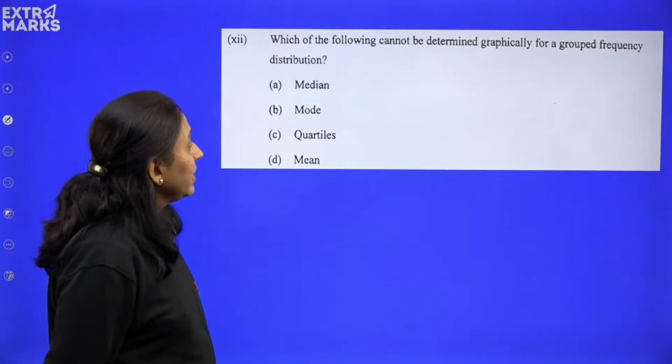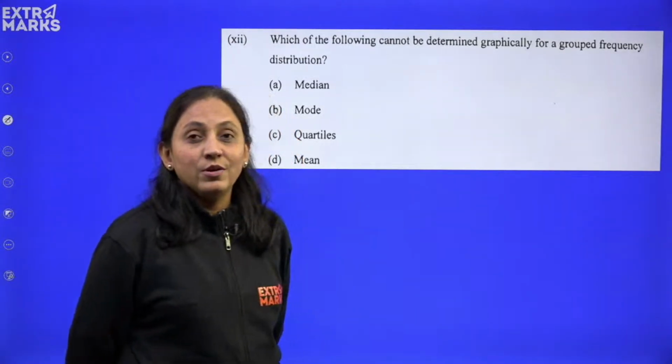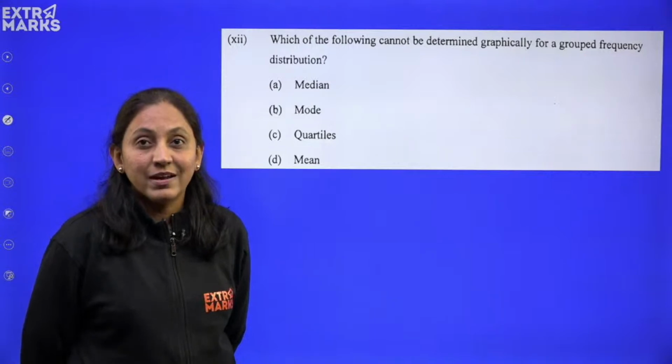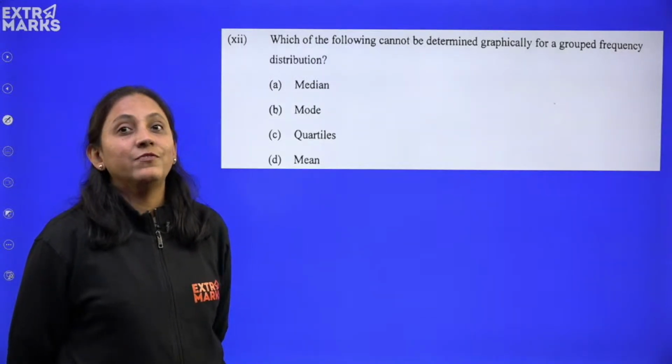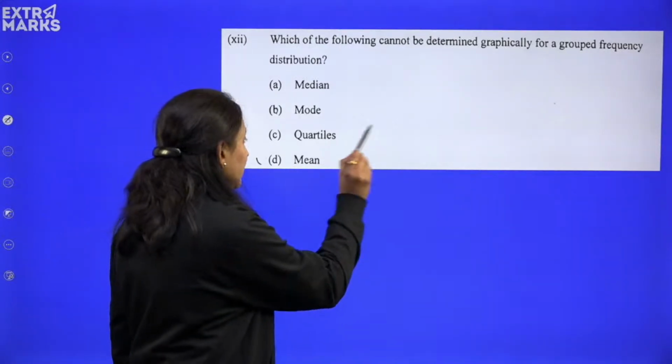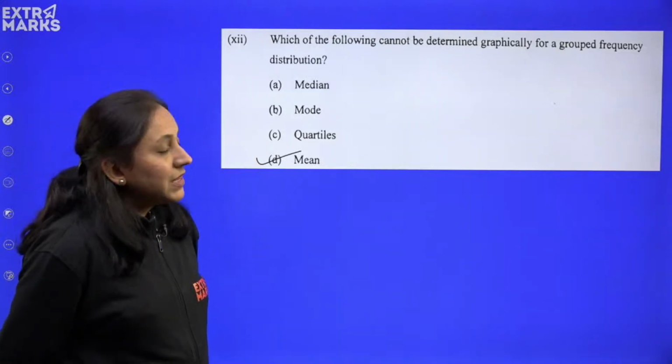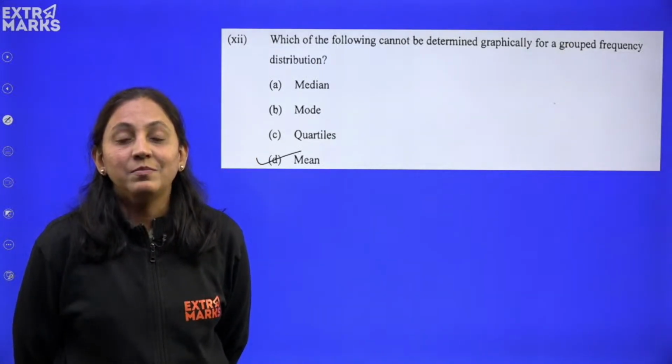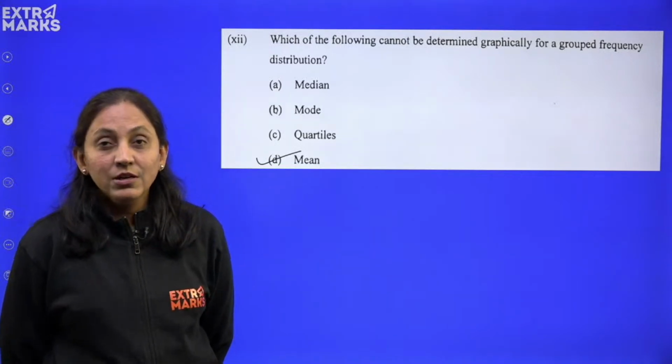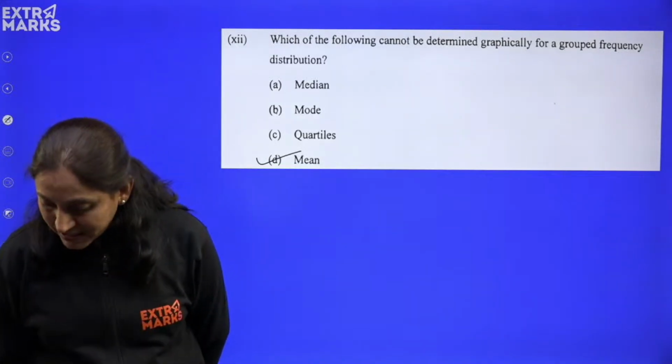Correct. Median can be found with the help of an ogive. Mode can be found with the help of a histogram, right? Quartiles can again be found with the help of an ogive, but the mean we cannot determine by the graphical method for a grouped frequency distribution. So mean is the correct answer and the correct option is D.